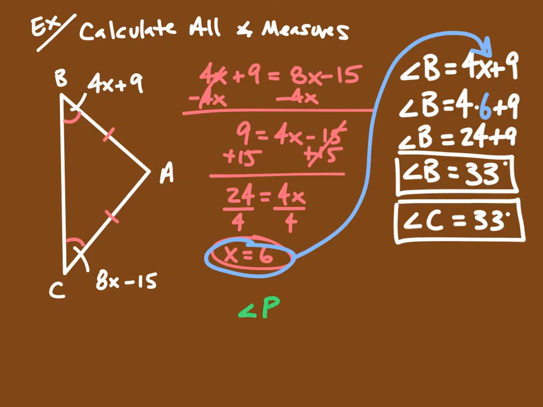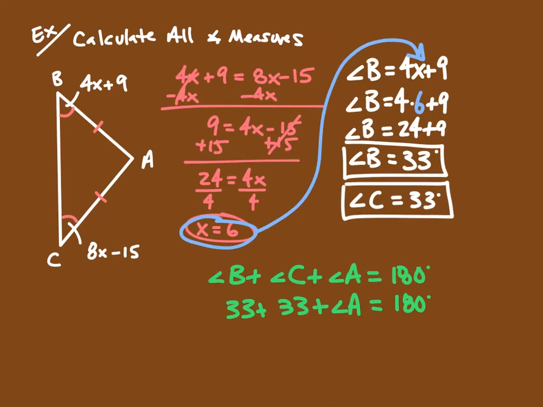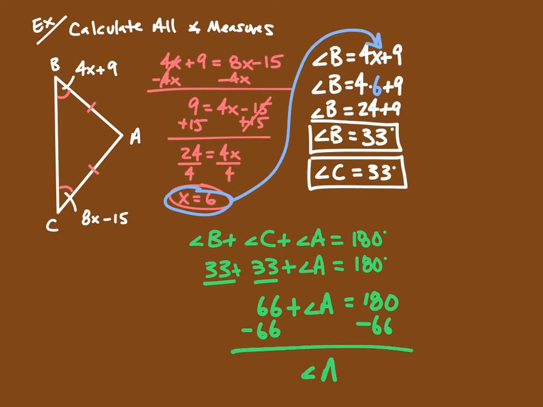If I take angle B plus angle C plus angle A and add all those angles up, I can get 180 degrees. Now I already know that angle B and angle C are equal to 33 degrees. So I'm going to do 33 plus 33 plus angle A is equal to 180 degrees. So now in the next step, combine our like terms, and we get 66 plus angle A is equal to 180 degrees. Now if I subtract 66 from both sides, that will solve that equation for angle A, and we're going to get that angle A is equal to 116 degrees.